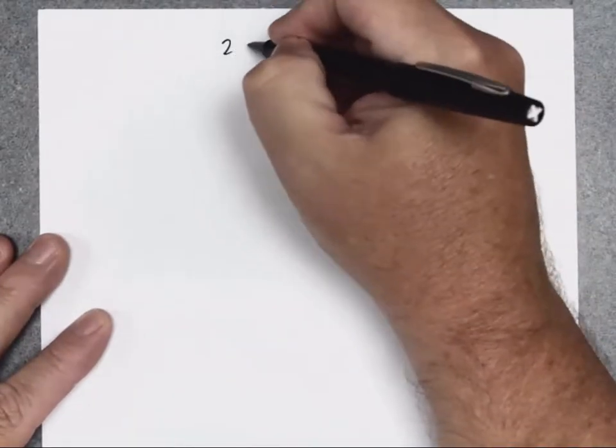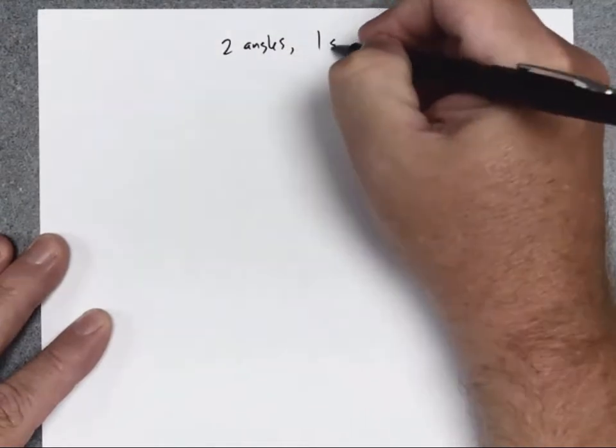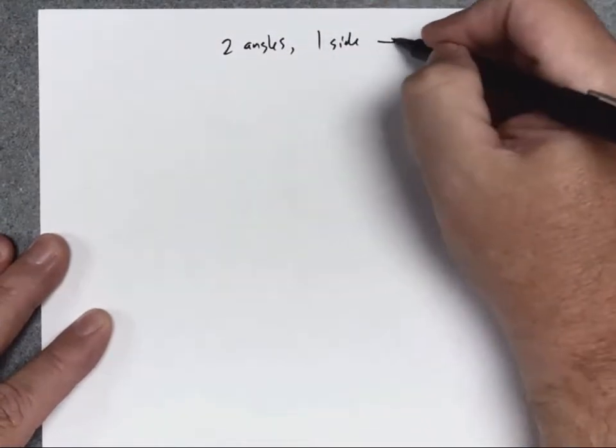Okay, now we're ready to wrap up Law of Sines and Cosines. Let's do a quick review. So far we've looked at Law of Sines. First, the most straightforward case, two angles, one side of a triangle.